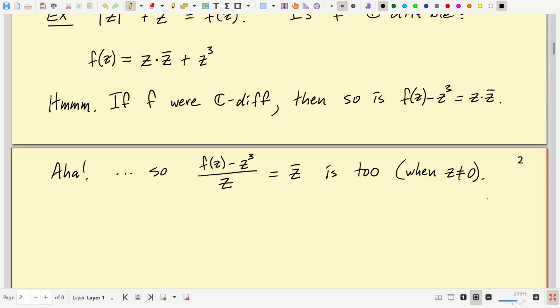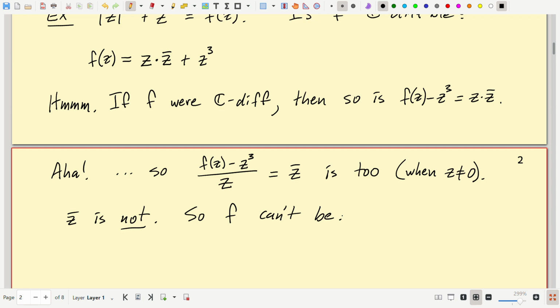But z bar is not differentiable, it's not complex differentiable. So f can't be. If it were, we get a contradiction. That's how I would go about doing the problems in the homework there.